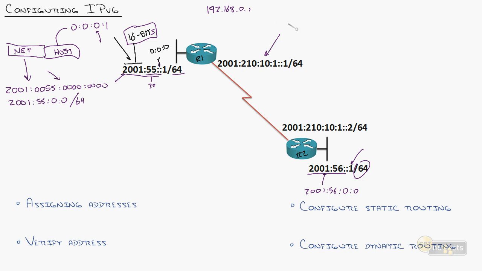We said, okay, the serial link is going to have a network of 2001:210:10:1. Now, again, 4 octets right there, that's 64 bits. So that is our network. Now, the host is still the ::1, so our host is 0:0:0:1. You getting used to it? You see, it's going to be long. It's bigger addressing if we write it all out that way.